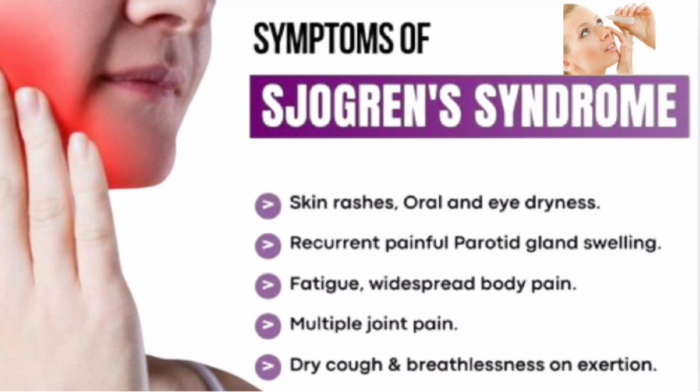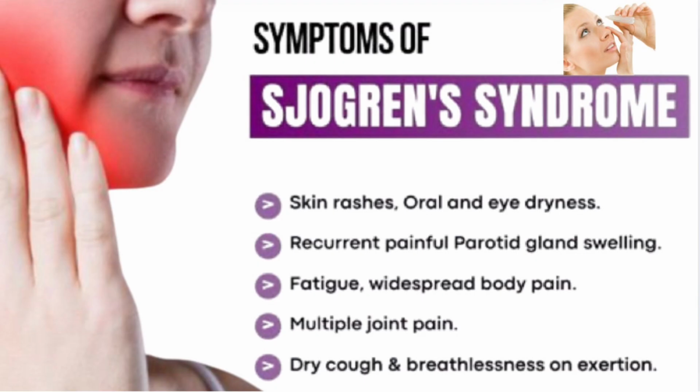Beyond these classic features, systemic involvement is increasingly recognized. Patients can have profound fatigue and arthralgia. Some develop interstitial lung disease, causing cough or breathlessness. Peripheral neuropathy can present as tingling or numbness in the limbs. Others may develop vasculitic skin rashes or renal tubular acidosis from kidney involvement. So, Sjögren's is not just about dryness. It's a systemic autoimmune condition that can affect multiple organs.